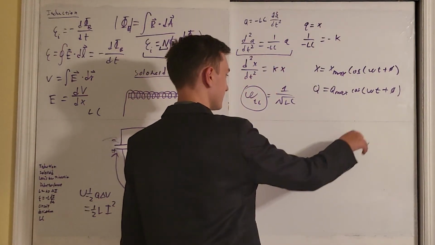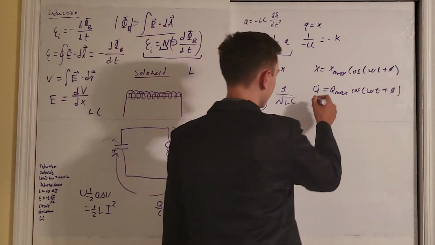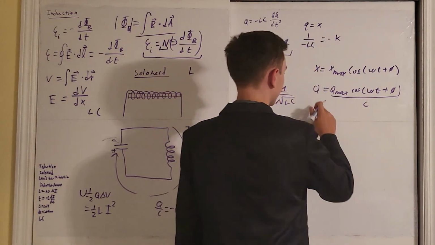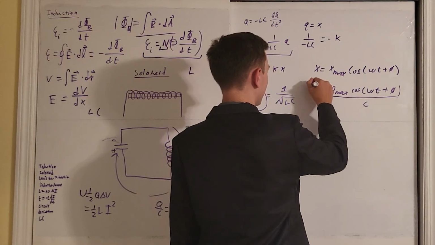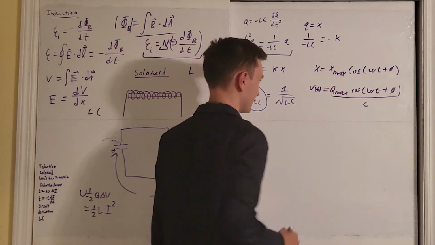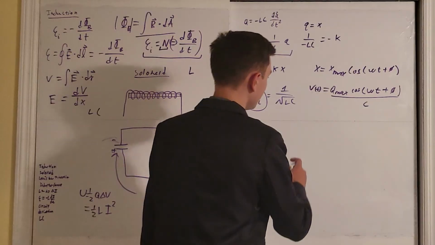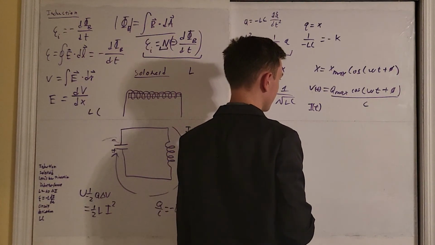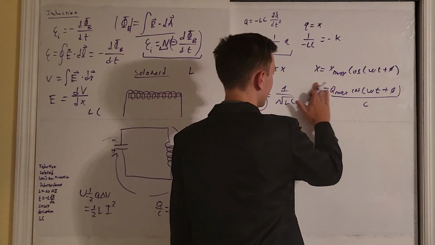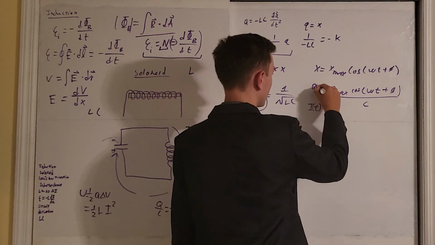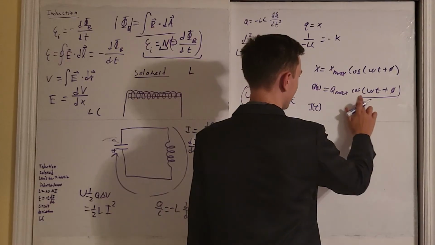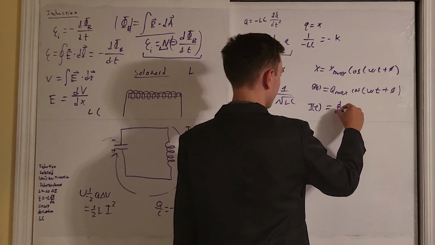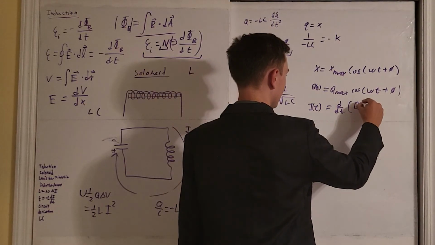So given this equation, charge on the capacitor divided by the capacitance of the capacitor equals the potential difference across the capacitor as a function of time. And if we wanted to find the current flowing through the circuit as a function of time, we would just take the derivative of charge as a function of time, right? So I of t equals the derivative of q of t.